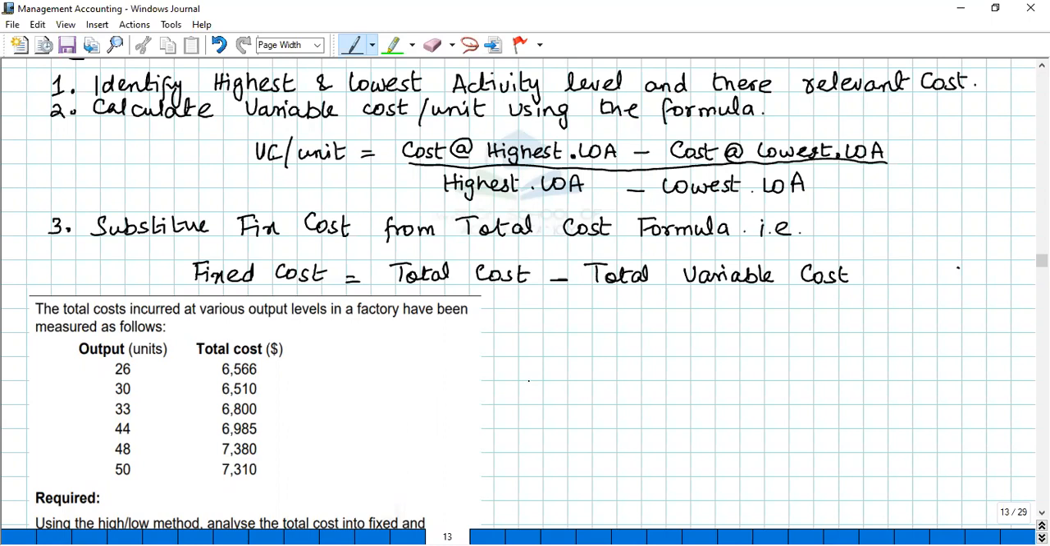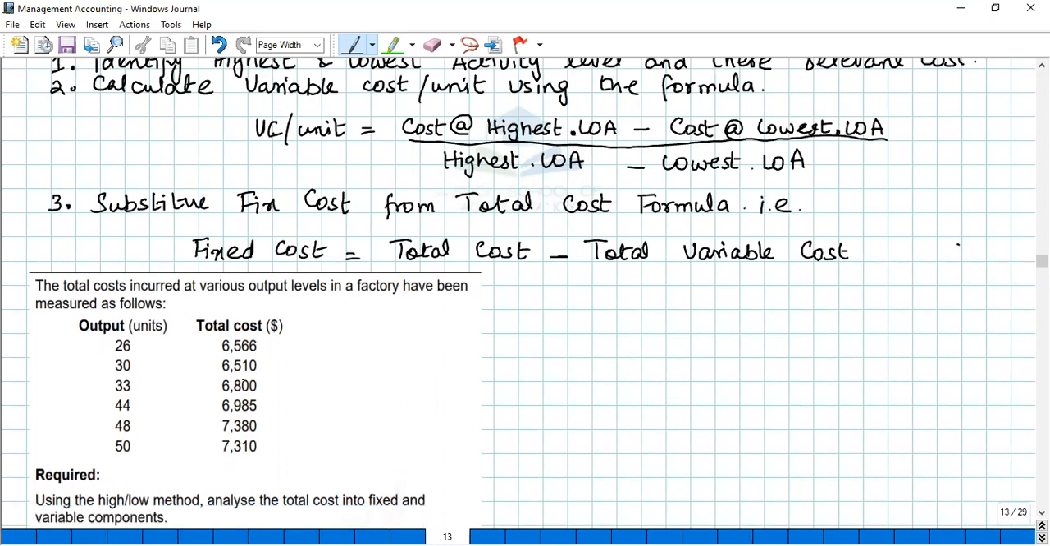So if I clearly look at the table, I can see that 50 units is the highest activity level and cost at the highest activity level is 7310. Similarly, the lowest activity level is 26 units and cost at the lowest activity level is 6566. So this is the first step in the Hilo method.